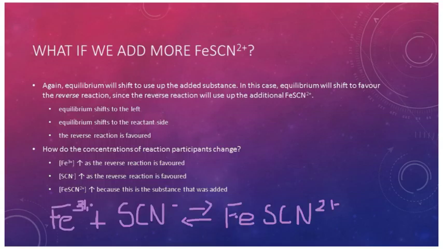So how are the concentrations going to change? We've added this, so that's going to increase. The reaction is going to move to the left, the reactant side. So that means that these are also going to increase, because the FeSCN2+ is going to be reacting to form the Fe3+ and the SCN-.